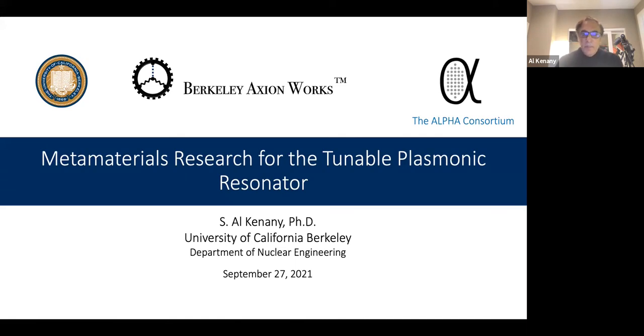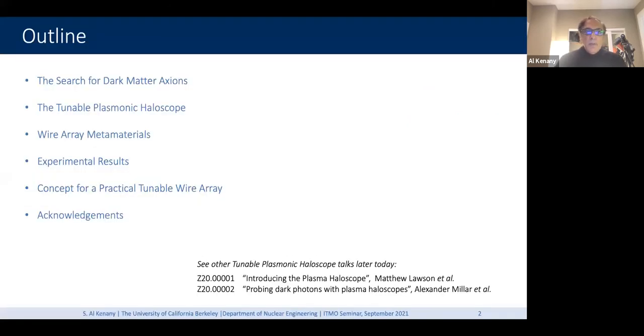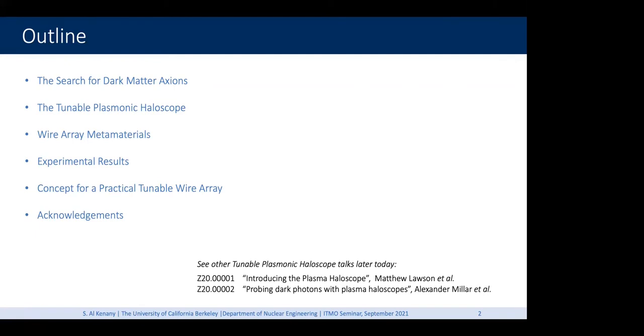And maybe some of this is repeating, because Professor Carl van Bibber presented some issues about the cosmological background of the research, but I would like to summarize this in the beginning of my talk. So I will talk about the search for dark matter axions, and in general about dark matter, and what kind of efforts the various institutions are putting into this field of research. And I will talk about the tunable plasmonic haloscope and wire arrays metamaterial, then discuss some of the experimental results and the concept for a practical tunable array.